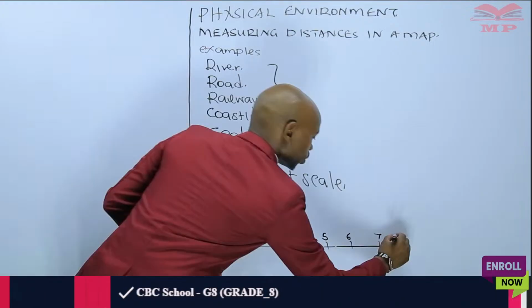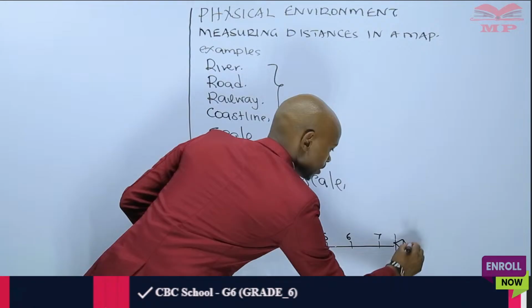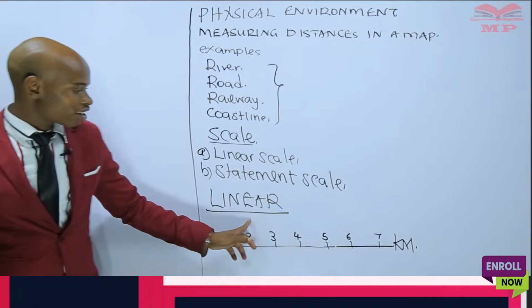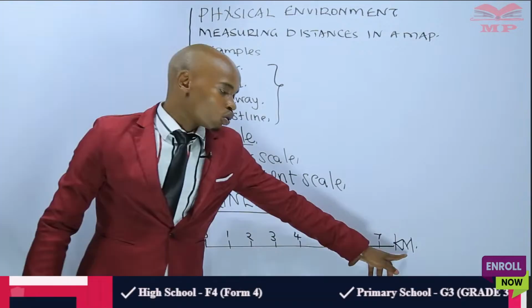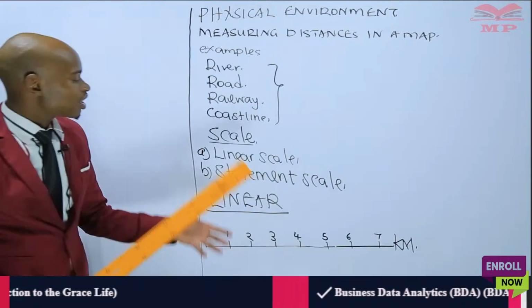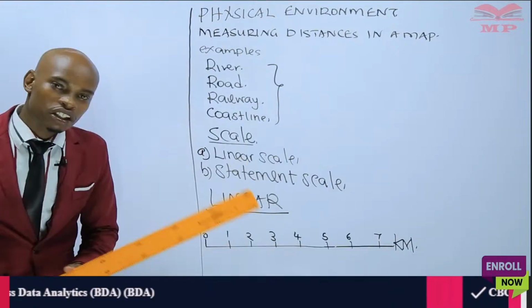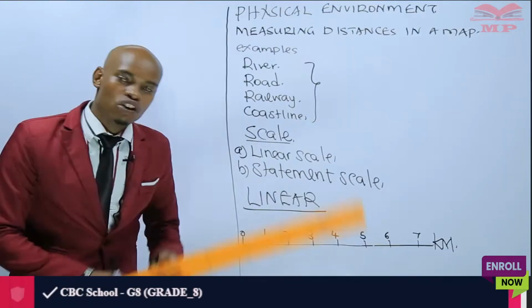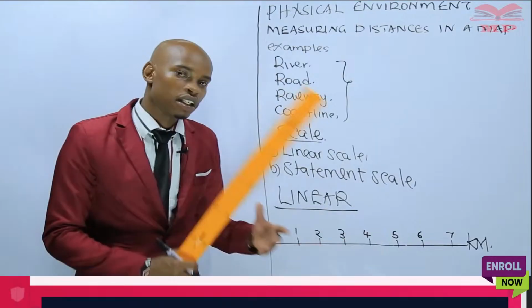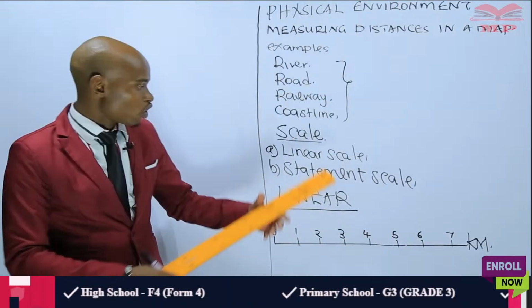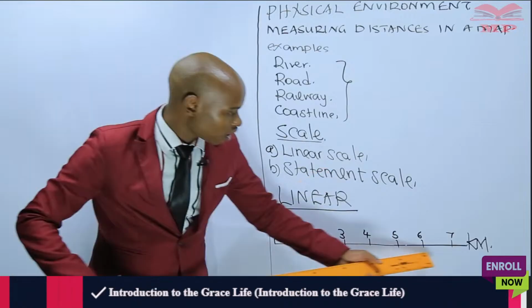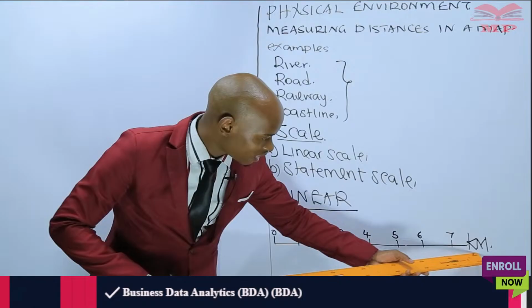And it is good to know that whichever measurement you get from this linear scale will be converted directly by the scale into kilometers. Remember, I've said that a scale is a relationship between a length or a distance on a map and the corresponding distance on the ground. So on the map, it might be in centimeters, but when you get to the scale, it will convert it into kilometers. This is an example of a linear scale.